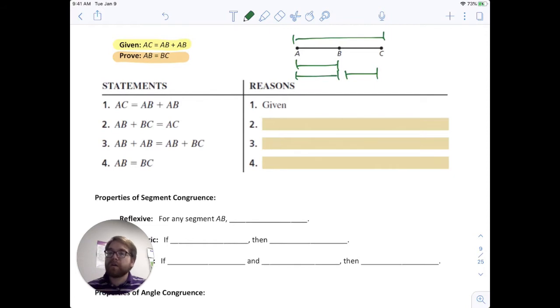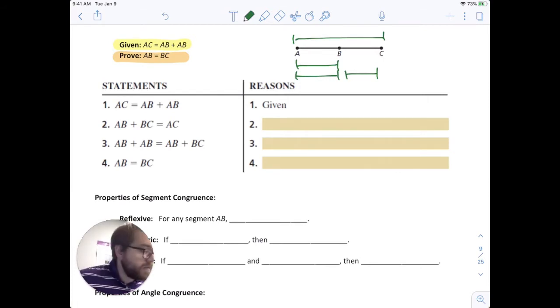And so we're going to prove that, and you can see in this example we're given the statements, and we want to provide the reasons for it. So we start with, like always, our given. AC is equal to AB plus AB, and that was what was given to us. The whole segment length is equal to the portion of the segment length plus that same portion. And then our next statement says that AB plus BC is equal to AC.